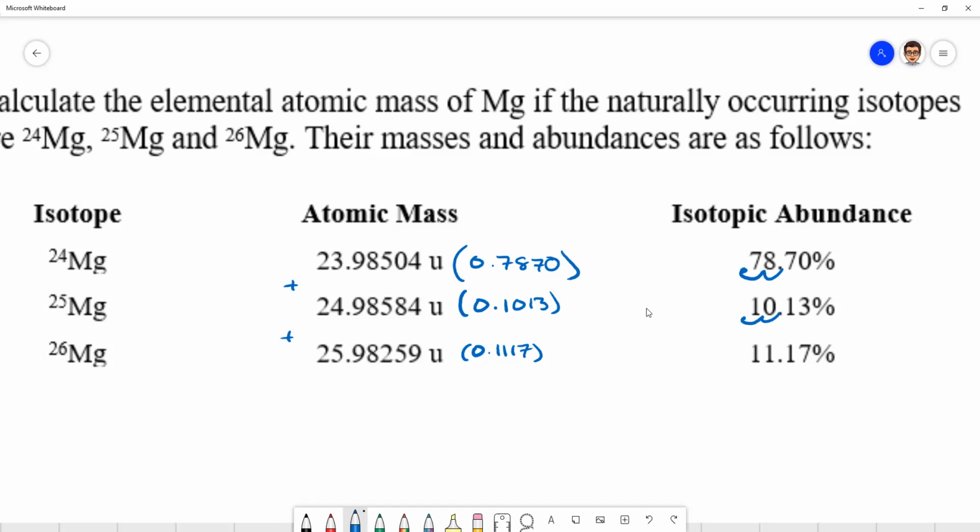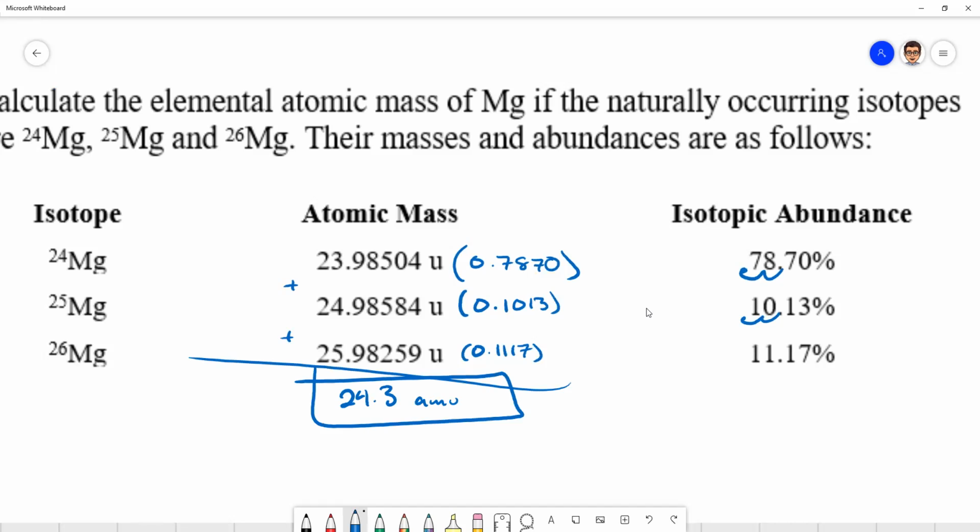Bada bing, bada boom. Okay. Plugged it into my calculator, and the value that I get, I totally didn't just look over my shoulder and look at the periodic table and not calculate these on my own. But the value that I get is 24.3 atomic mass units. So that's what we have found to be the elemental atomic mass of magnesium.